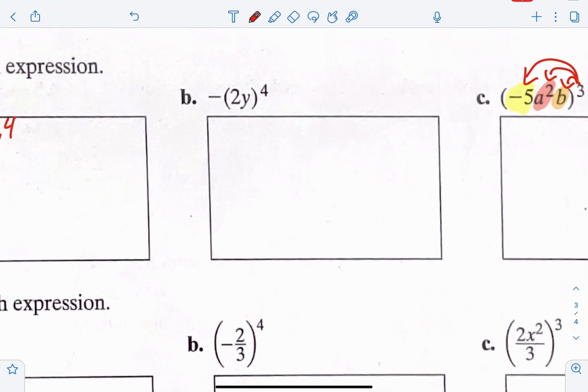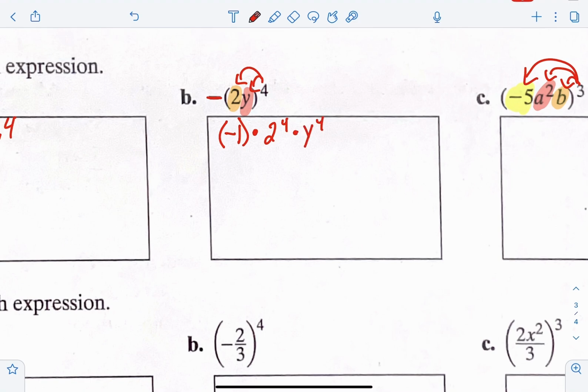Okay, so for B, we have that negative on the outside. So remember, we just write that as a -1 hanging out on the front. We have a 2, and we have a y in here. So the 4 applies to the 2 and the y. So we say times 2 to the 4th times y to the 4th.